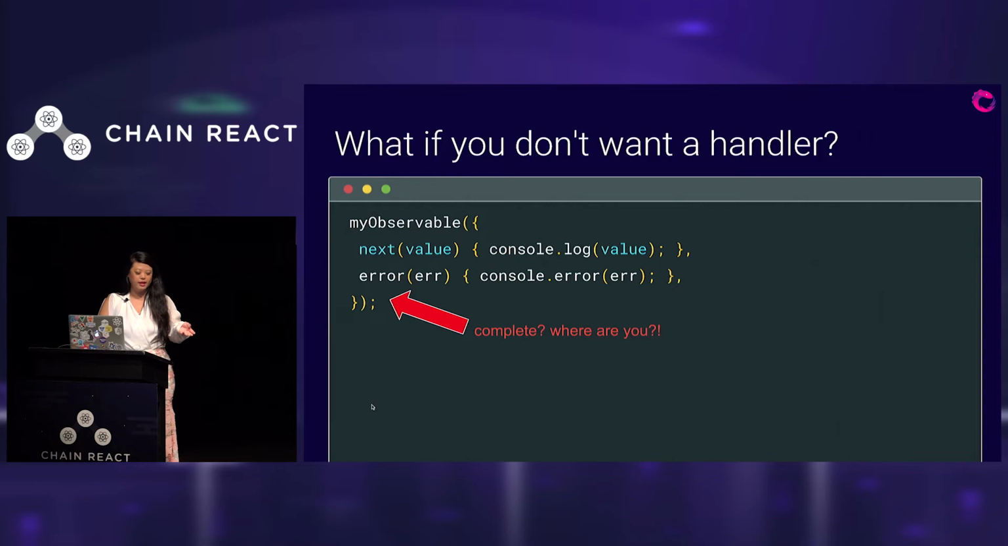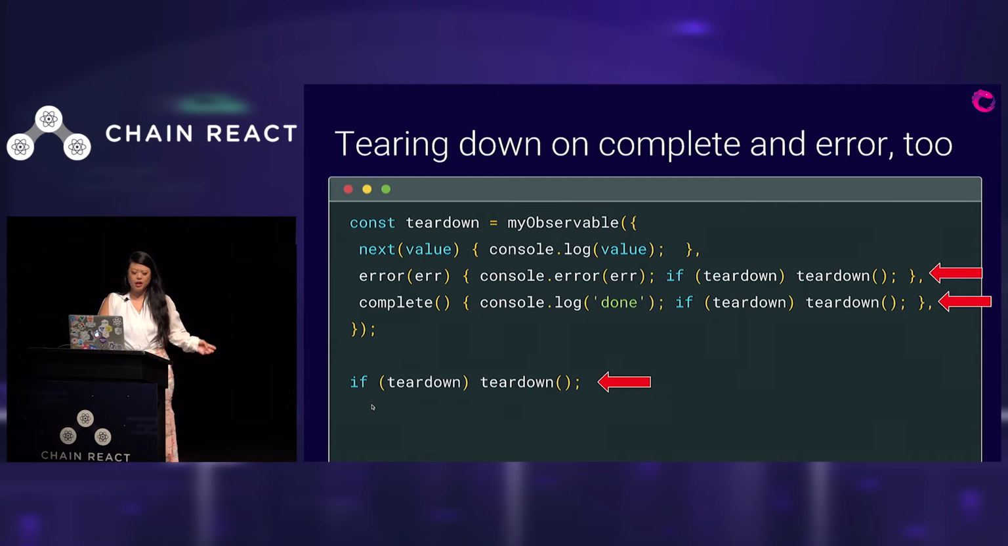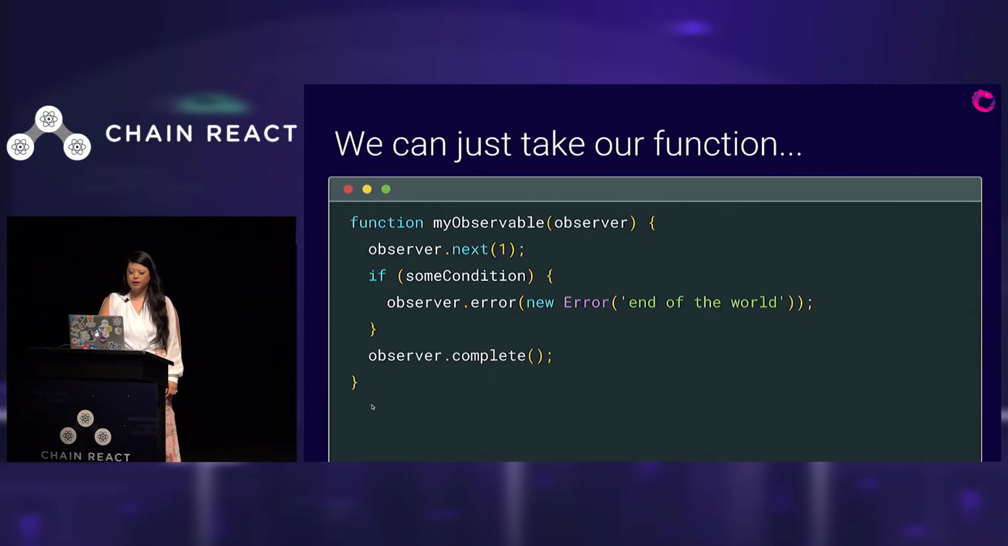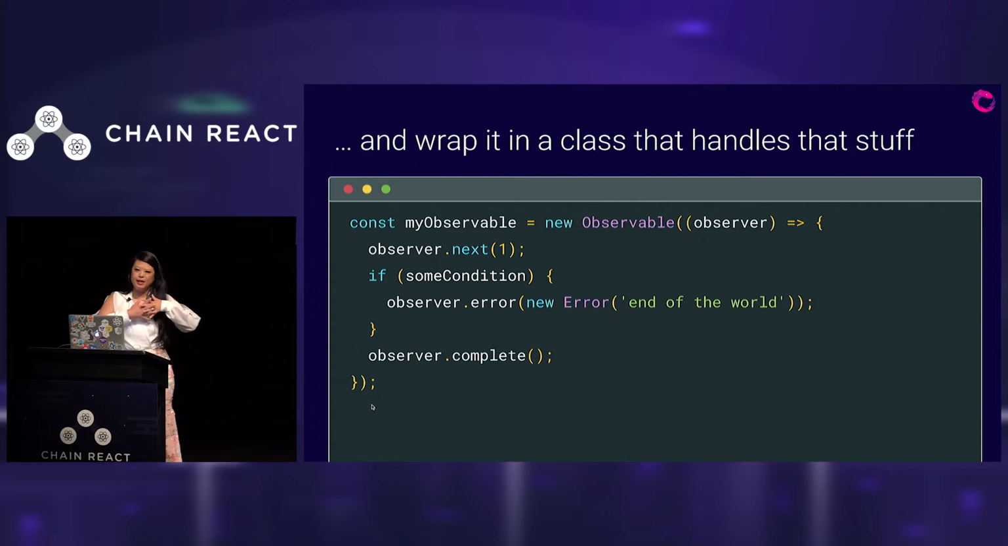And you always have to provide next, error, and complete because the function is going to expect them. So in this case, the function would just error out because we haven't provided the complete method. And then you always have to call the teardown function on error and complete as well, which is kind of frustrating. But what you could do is take this function and wrap it in a class that handles it for you.